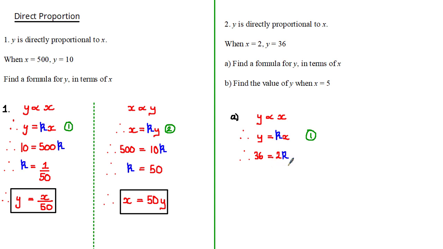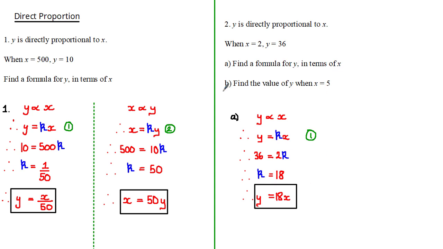And to solve for k, we need to divide both sides of this equation by 2, giving us that k is equal to 18. Now subbing this value of k that we've just found into equation 1, we get that y is equal to 18x, giving us a general formula for y in terms of x.